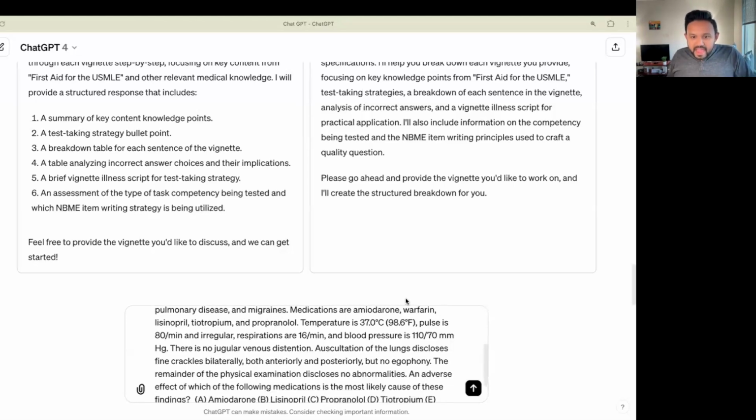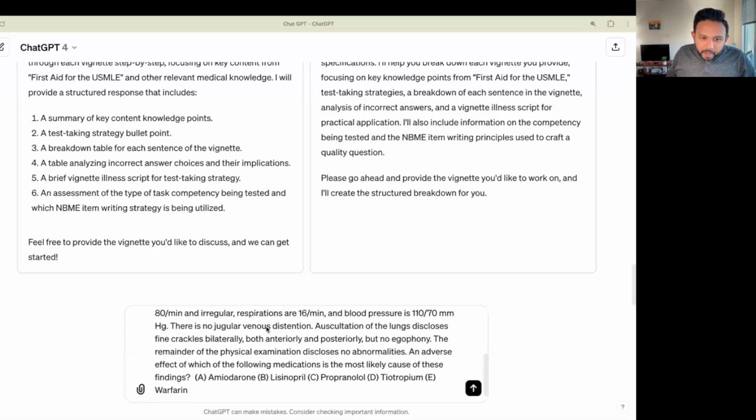Medications are going to be amiodarone, remember, a potassium channel blocker, warfarin, a vitamin K antagonist, lisinopril, an ACE inhibitor, tiotropium, and ipratropium. They are going to be antimuscarinic. Propranolol is going to be a beta blocker. Temperature, afebrile. Pulse is irregular. Remember, he had AFib. Respirations are this. Blood pressure is okay. No JVD. Auscultation of the lung discloses fine crackles, suggestive of maybe some fibrosis going on. No egophony, indicating no real consolidation. The remainder of the physical exam shows no abnormalities.